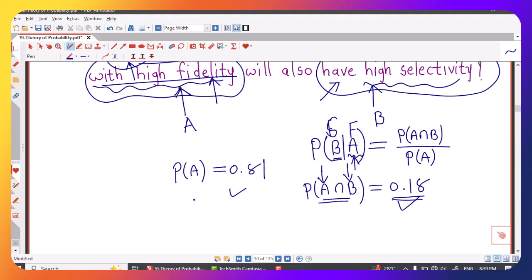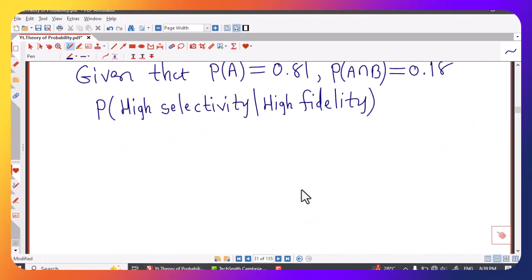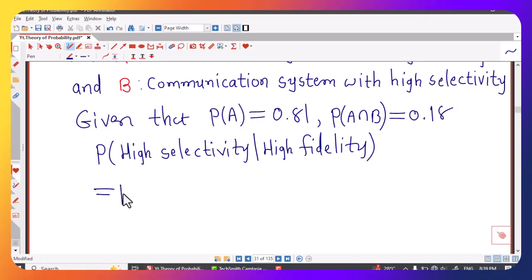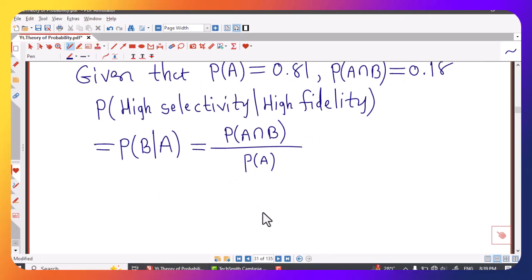If you read the last line, you have to find the probability that a system with high fidelity will also have high selectivity. In terms of our notations, high selectivity is denoted by capital B and event A is system with high fidelity. By the definition of conditional probability, this is probability of A intersection B divided by probability of A.